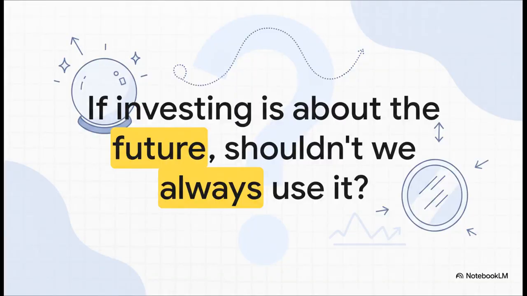And that brings up a pretty logical question, doesn't it? Since the stock market is always looking ahead, shouldn't we always just use the forward PE? I mean, it seems like a prediction about the future would be way more valuable than a report about the past. Well, it's just not that simple.